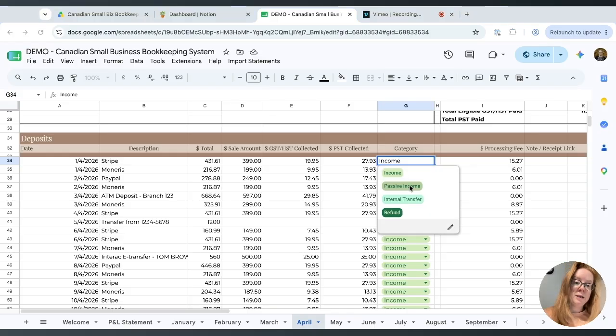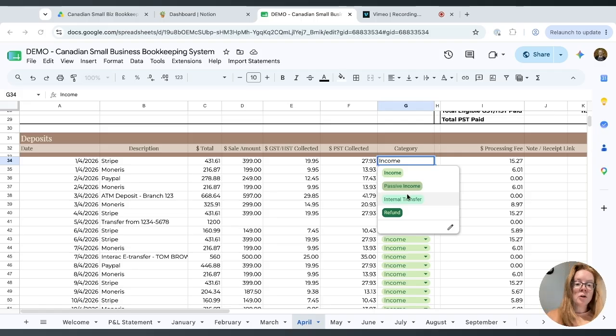Passive income is income from things like rental properties that you own, interest earned on a high yield savings account, investment income, a couple of other specific things. If you have income and you're not sure if it should be categorized as regular or passive income, just shoot me an email or check with your accountant and we can let you know.